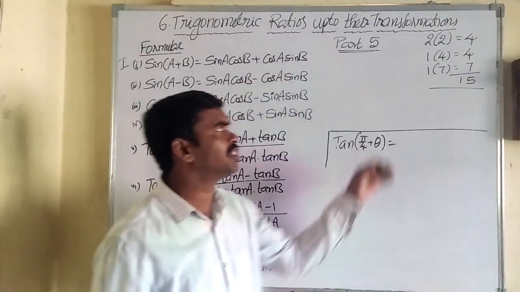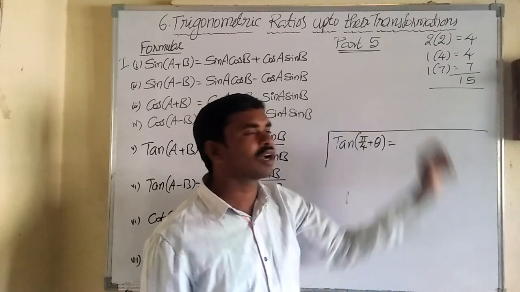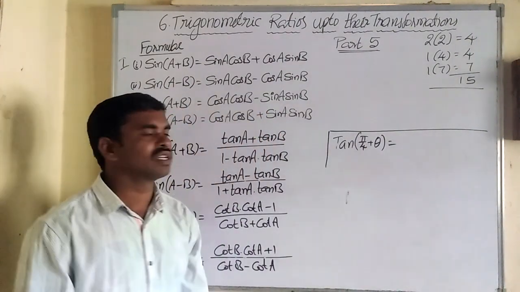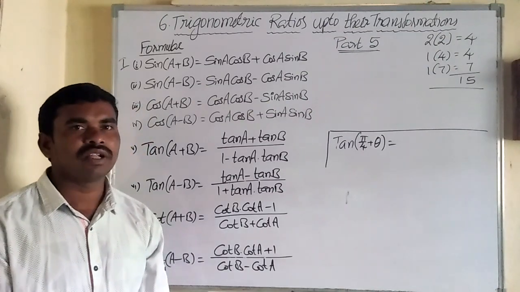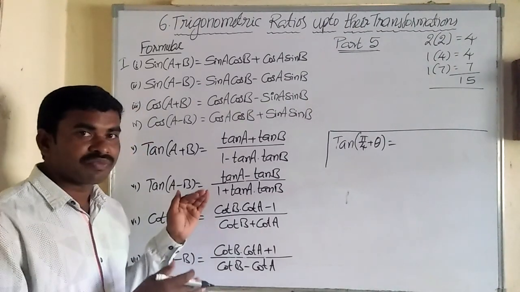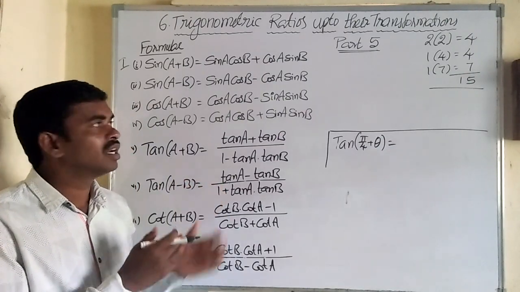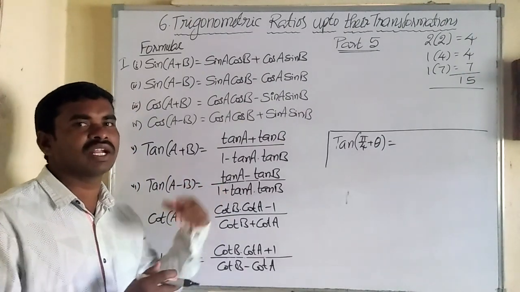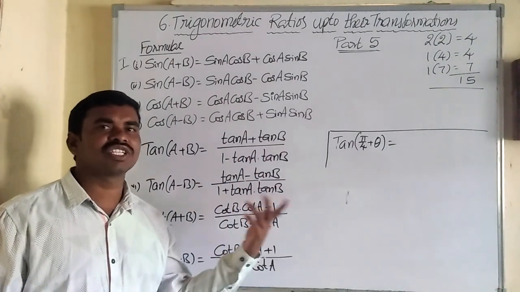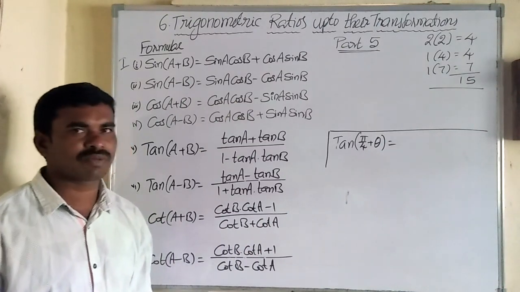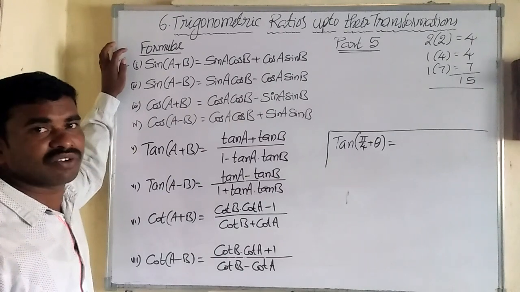I already told you that from this chapter we have two 2-mark questions, one 4-mark question, and one 7-mark question. Completely we have 15 marks, and moreover this chapter is very important because this is the first level in intermediate, where we can understand all the basics and formulas. If you know the basic formulas, then we can easily solve the next topics like trigonometric equations, inverse and hyperbolic functions, and so on. So in this video we should learn the formulas.